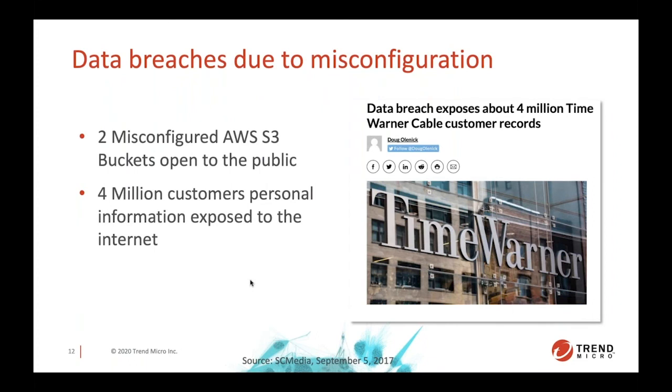So I'm sure that these organizations are sick of being included in these slide packs, but Time Warner is just one example. Two misconfigured S3 buckets in AWS, very quick and easy, very simple to do, exposes 4 million personal records. Very difficult to recover from that from a brand perspective, and in this day and age, pretty simple to catch if you have these automated systems to constantly provide the visibility of your infrastructure and show you any misconfigurations that may exist.